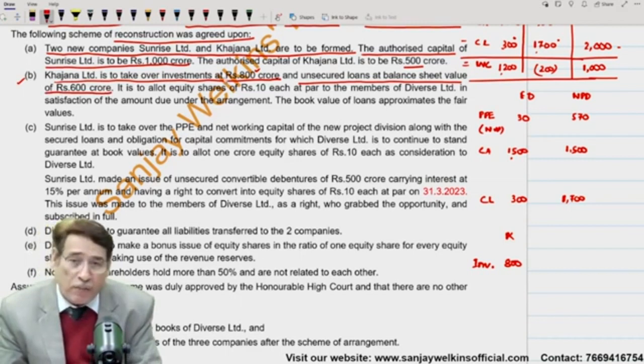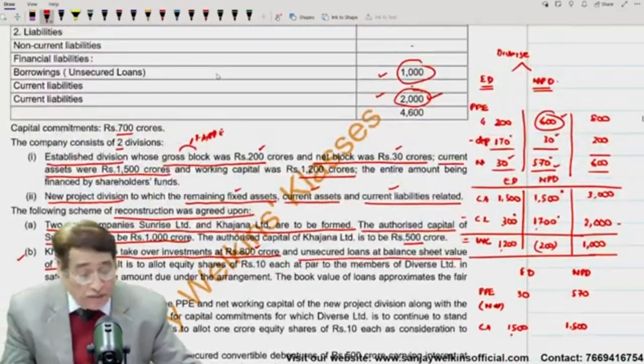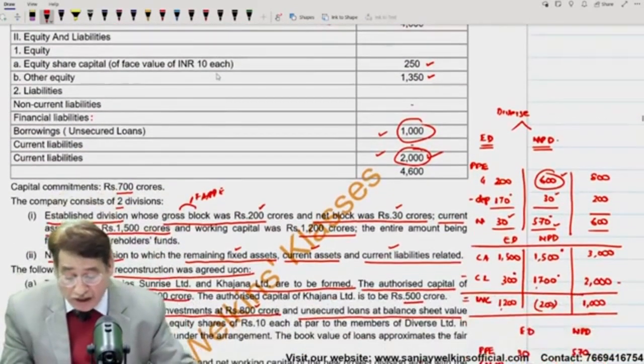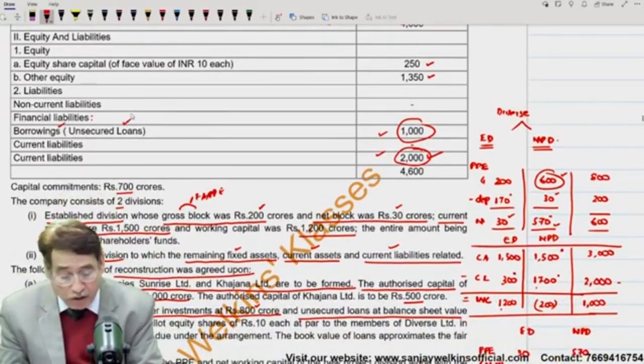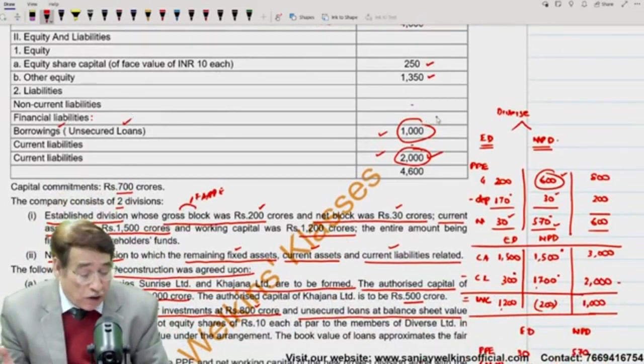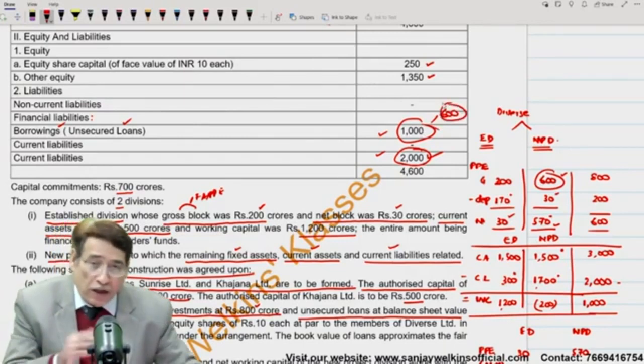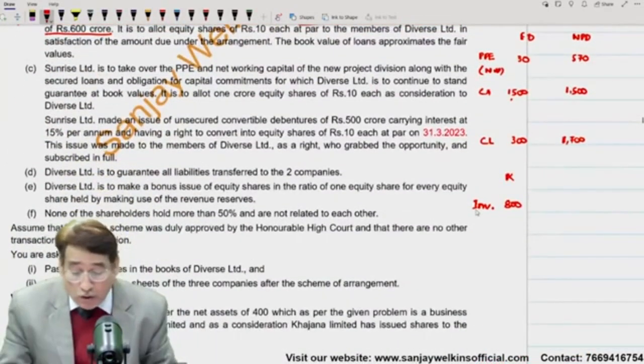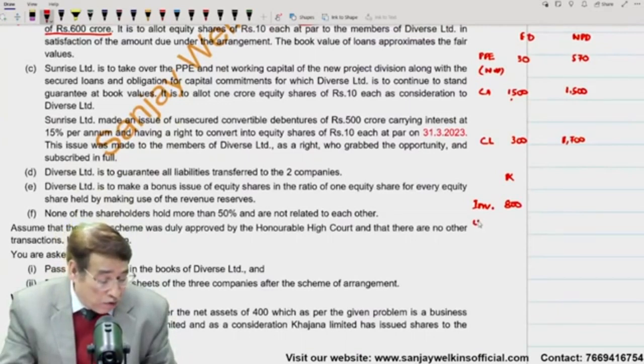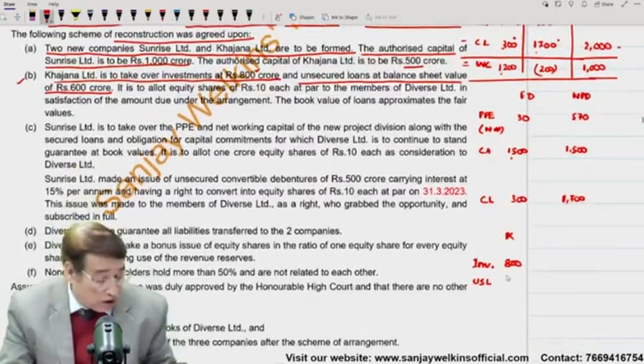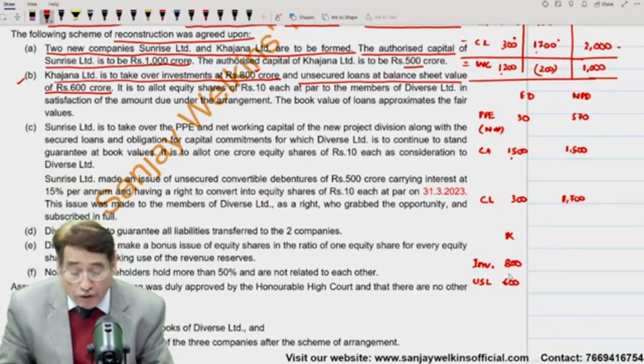Further, it is given unsecured loans at balance sheet value of 600. Not only investment, Khajana Limited also took over some loans. And we can see in the balance sheet, loans in the form of borrowings or unsecured loan is given, that is equal to actually 1,000. Out of 1,000, 600 worth of loan has been taken over by this entity. So Khajana Limited is also taking over unsecured loans, correct? Unsecured loans to the extent of 600. Khajana Limited is taking over all these things.